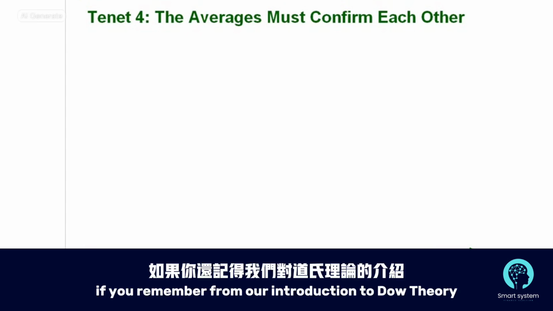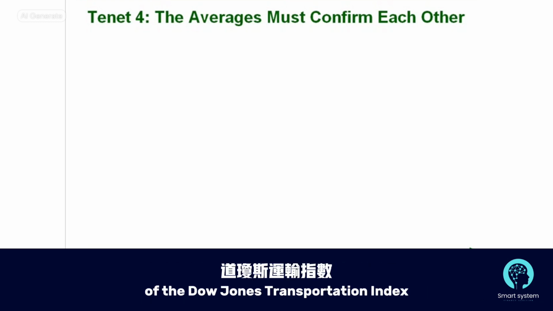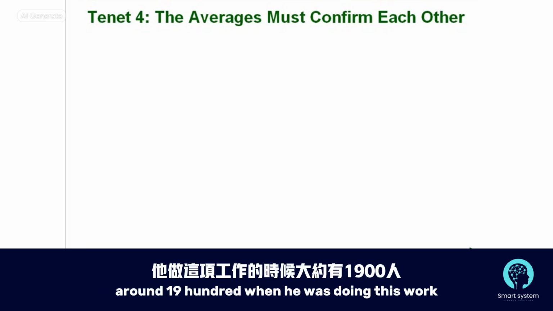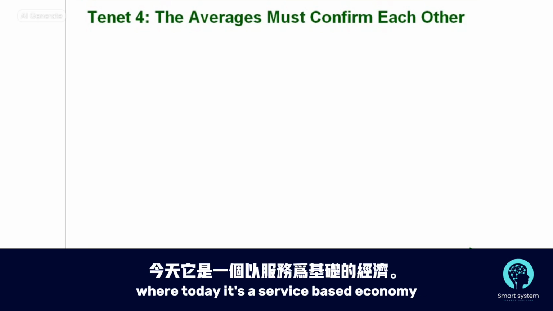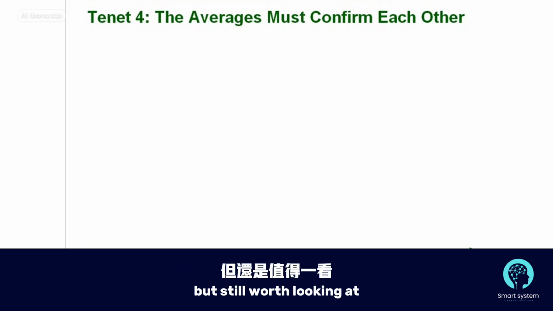If you remember from our introduction to Dow theory, Dow was doing his work on the Dow Jones Industrial Average and the Dow Jones Transportation Index. To understand this one, it's important to understand that during Dow's time, around 1900 when he was doing this work, the US economy was a manufacturing-based economy, where today it's a service-based economy. So Tenet 4 is not as relevant today as it was during Dow's time, but still worth looking at.